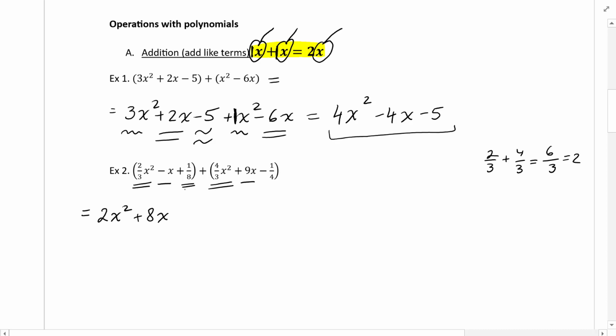And 1 over 8 minus 1 over 4. We have different denominators, so we are going to multiply the second fraction by 2 over 2. So we get 1 over 8 minus 2 over 8. That makes it negative 1 over 8. So minus 1 over 8. And this is the final answer.